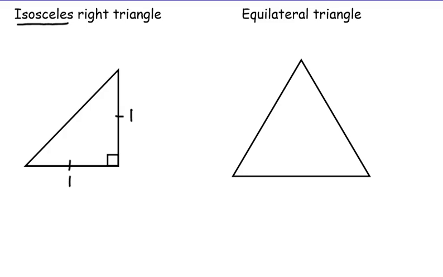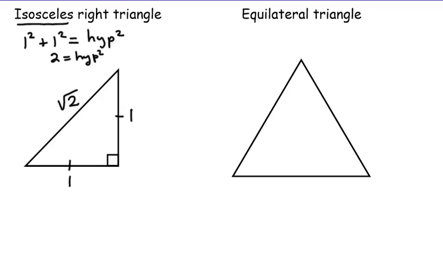What would the length of the third side be? Well, let's use the Pythagorean Theorem. The Pythagorean Theorem says that 1 squared plus 1 squared has to equal the hypotenuse squared. Well, 1 squared plus 1 squared is 2, so the hypotenuse squared is equal to 2, so the hypotenuse has to be the square root of 2. So you should recognize this as a special triangle, 1, 1, square root of 2.